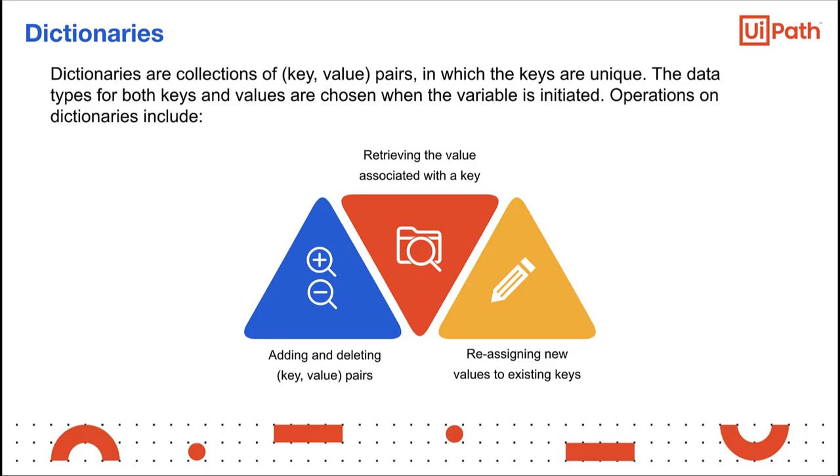The data types for both keys and values have to be chosen when the variable is instantiated. Data types in dictionaries can be any of the supported variables. The operations that are most often associated with dictionaries are adding and deleting key-value pairs, retrieving the value associated with a key, and reassigning new values to existing keys.